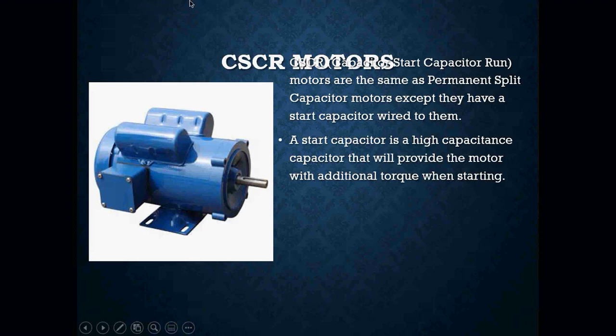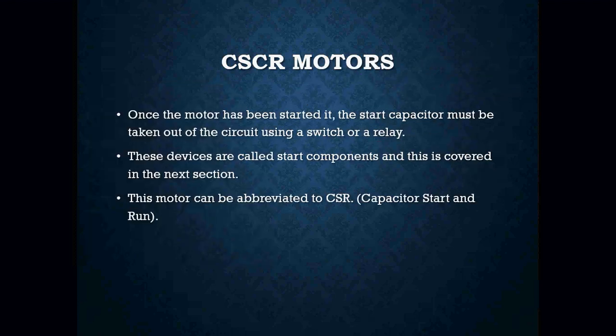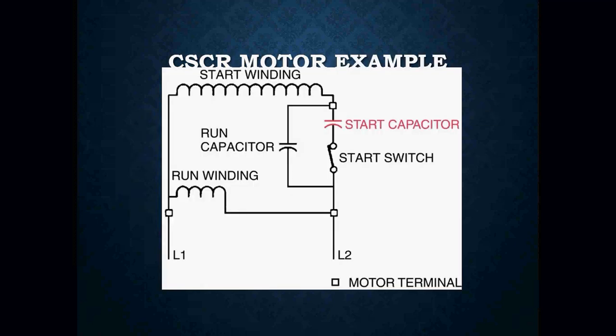A start capacitor is a high capacitance capacitor that will provide the motor with additional torque when starting. Once the motor has been started, the start capacitor must be taken out of the circuit using a switch or a relay, and these devices are called start components, which is covered in the next session. The motor can also be abbreviated as CSR, which stands for capacitor start and run.